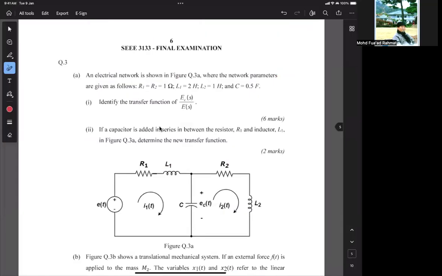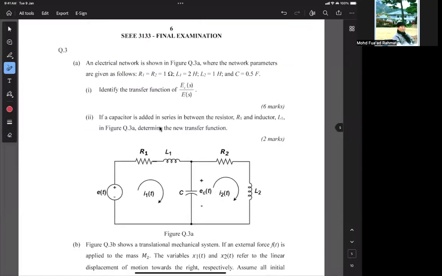Which is this one, where you are given an RLC network in figure Q3A, where the resistance value is 1 ohm, the inductance values are 2 Henry and 1 Henry, and the capacitance is 0.5 farad. So you're required to find the transfer function EC over ES. Okay, so this is your EC and the capacitance, and the input voltage supply is ES.